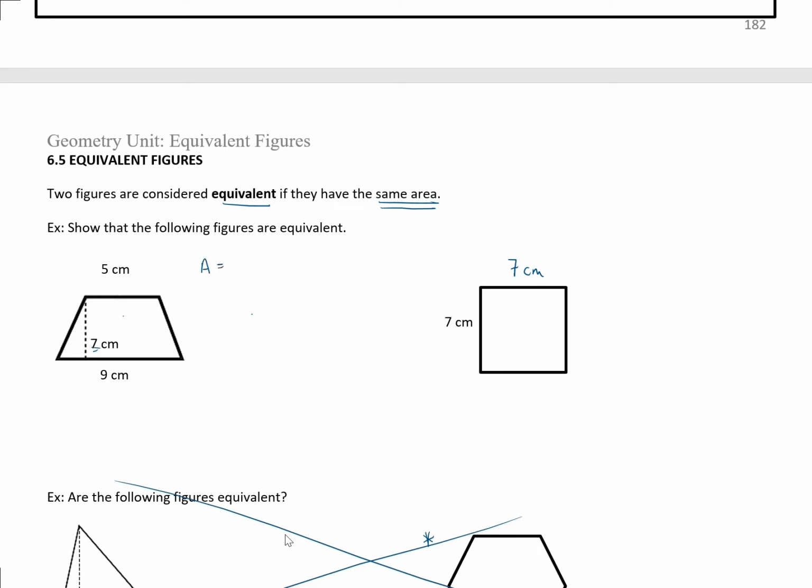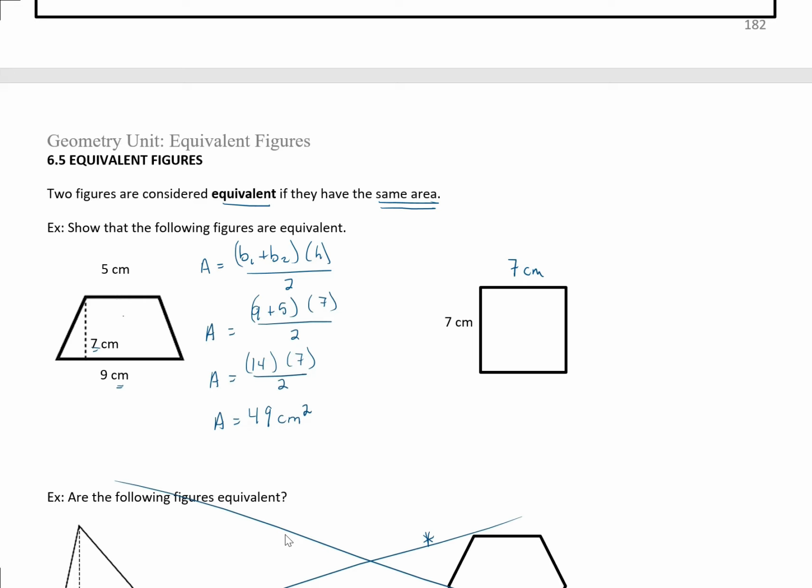The area of our trapezoid is base 1 plus base 2, times height, over 2. Base 1 and 2 are 9 and 5. So it's 9 plus 5, times our height of 7, divided by 2. 9 plus 5 is 14, times 7 over 2. And we can put that all into our calculator at once. 14 times 7 divided by 2 is 49. Our units are centimeters, and we're talking about area, so it's centimeters squared.